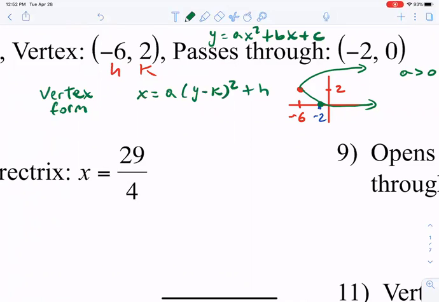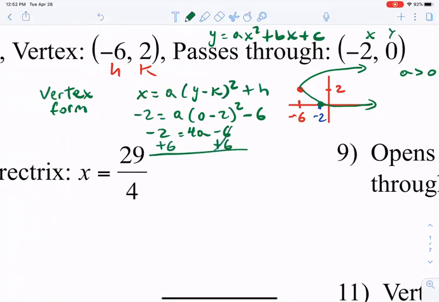Now we can plug the values here. So this is x and y. So let's plug those numbers in. So x is -2, and a is what I need to figure out. y is 0, minus k is 2, squared. This is plus h, so that's -6. -2 squared is just 4. 4a minus 6 equals -2. I can add 6 to both sides, and I get 4a equals 4, and a equals 1.